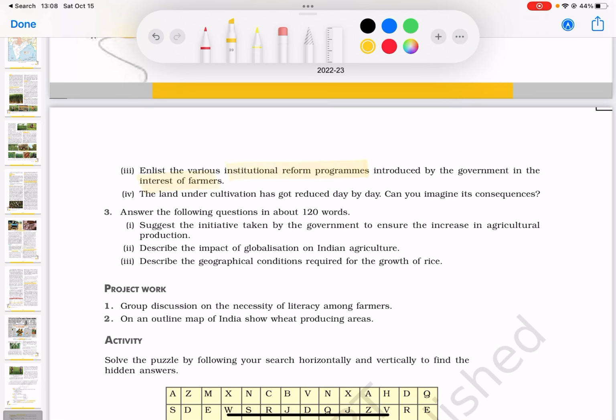Then the land under cultivation has got reduced day by day. Can you imagine its consequences? So this kind of points to food security and what the challenges are. So you will have to be able to answer this based on the learnings in the chapter. And then finally, we have the 4 questions to be answered in about 120 words, so a little bit long type of answers. Suggest the initiative taken by the government to ensure increase in agricultural production. Then the impact of globalization on Indian agriculture and the geographical conditions required for the growth of rice.